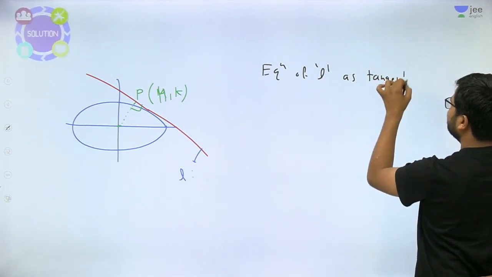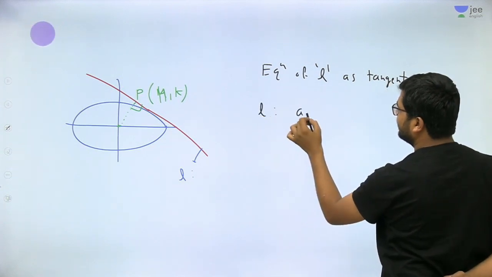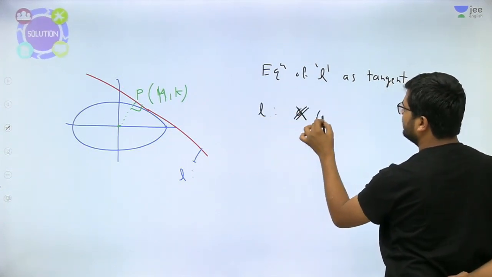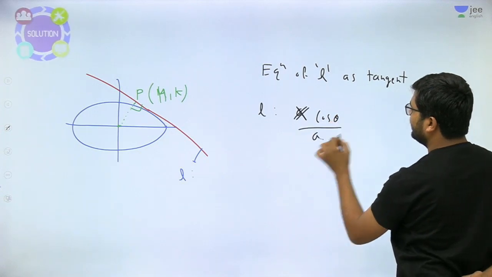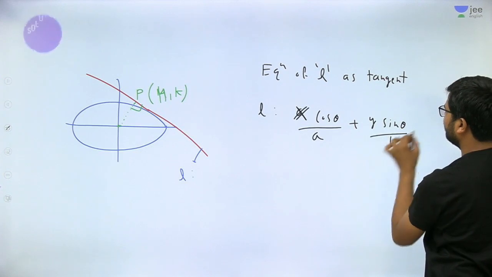Equation of L as tangent will be x cos theta upon a plus y sin theta upon b equal to 1.